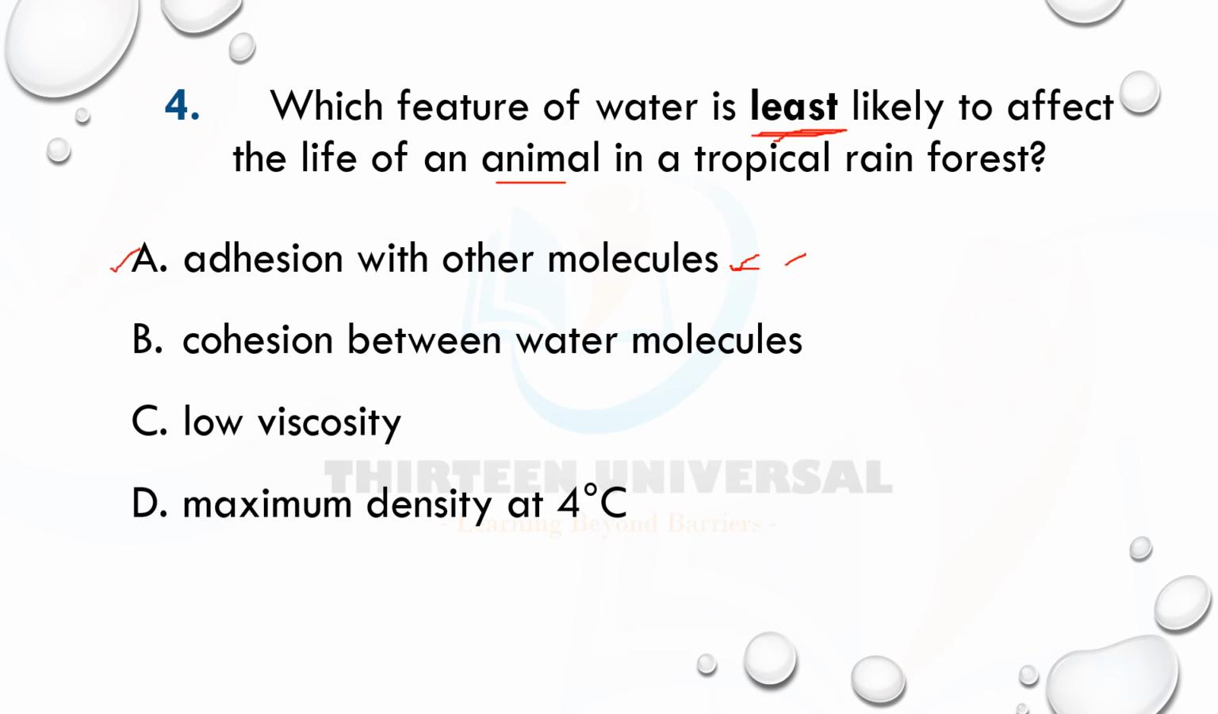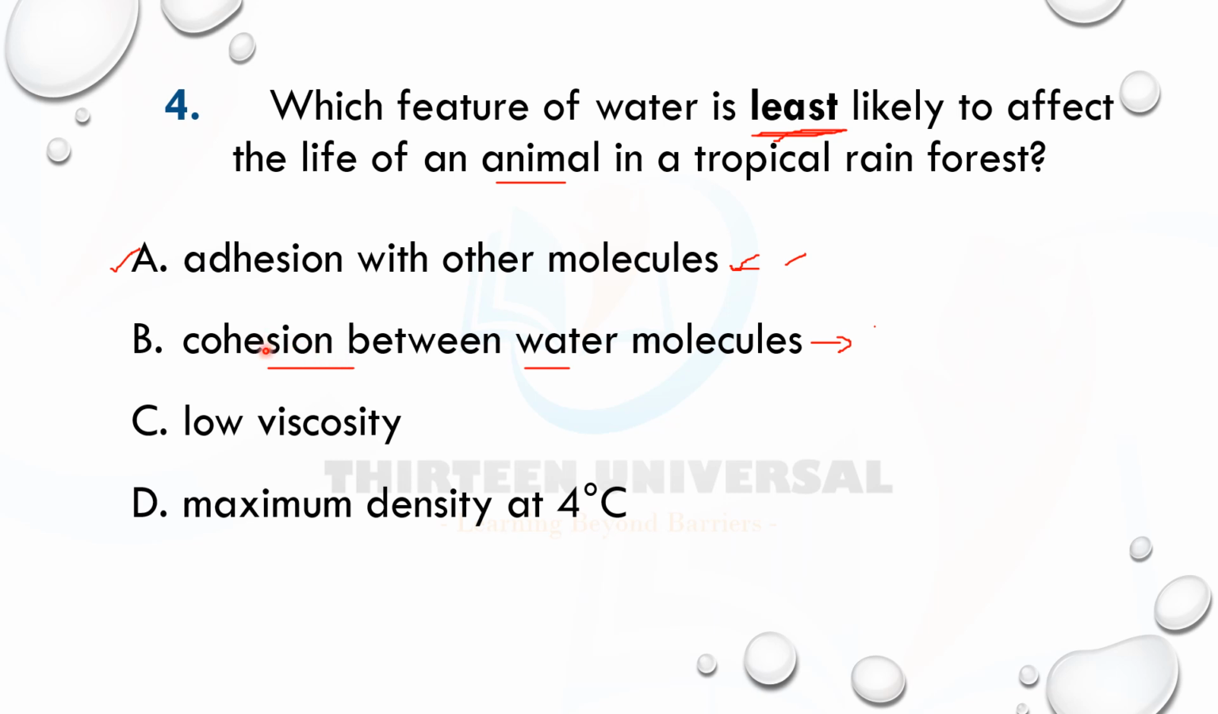Very important. Cohesion between water molecules. Yes, that is needed also for water to have the property. Remember that because of cohesion, water molecules form hydrogen bonds with each other, and this is why water has a high heat capacity. So high heat capacity is due to cohesion. That means that high specific heat capacity means that water responds slowly to change in temperature.